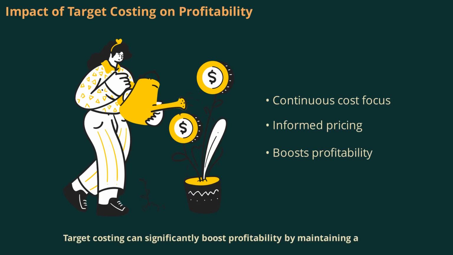Target costing can significantly boost profitability by maintaining a constant focus on product cost throughout the life cycle. Management receives regular cost reports, enabling informed decisions and precise pricing strategy. Unlike cost-plus approaches, target costing ensures that products are priced competitively from the outset, leading to better sales performance and market share. When implemented effectively, target costing becomes a central part of an organization's strategy for sustainability.